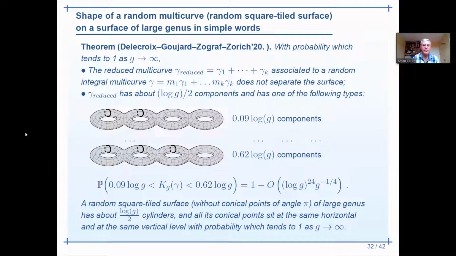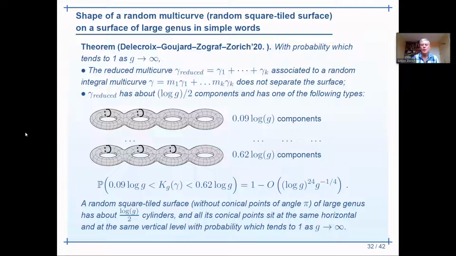With probability which tends to 1, the reduced multi-curve associated to a random integral multi-curve does not separate the surface. In terms of the stable graph, it means that if you take at random a multi-curve and look at the corresponding stable graph, it has a single vertex and a certain amount of loops. Now, what is the amount of loops? What is the number of components of this reduced multi-curve? It's roughly log g over 2.